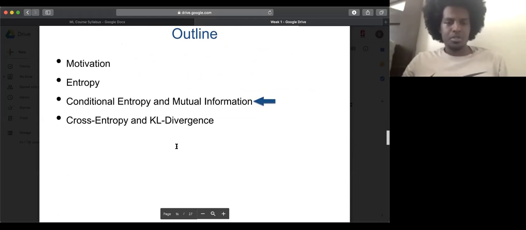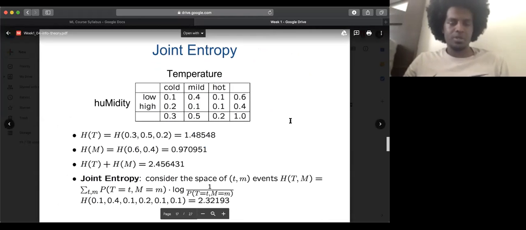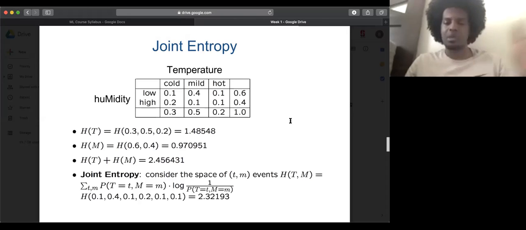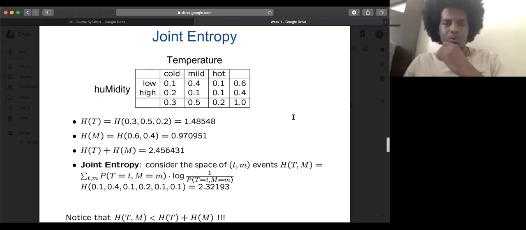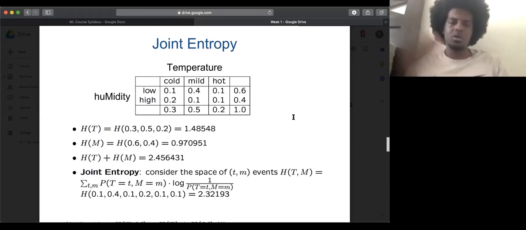Cool. So let's talk about conditional entropy and mutual information. These examples help everything make a lot of sense, like these theoretical concepts. So let's work through this example. They have a temperature versus humidity table. The first bullet point represents H of T, which is the entropy of the temperature. So what you're doing is taking the entropy of all cold temperatures, all mild temperatures, and all hot temperatures, or the sum of all of these.